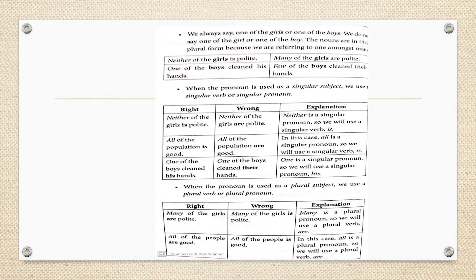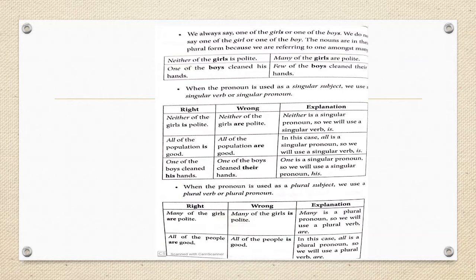When the pronoun is used as a singular subject, we use a singular verb or singular pronoun. For example, right sentences are: neither of the girls is polite, all of the population is good, and one of the boys cleaned his hand. In the wrong sentences, we see neither of the girls are polite. Neither is a singular pronoun, so we use the singular verb is. In the second sentence, all is a singular pronoun, so we use the singular verb is. And in the third, one is a singular pronoun, so we use the singular pronoun his.